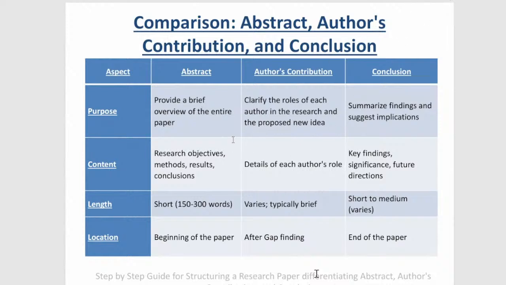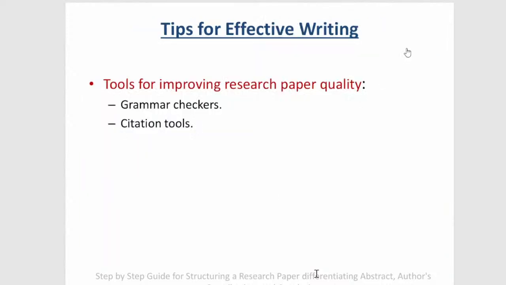Length: the abstract is precise and short, preferably 150 to 300 words. In certain cases, if 300 is large, it can be up to 250. And author's contribution varies, typically brief. Conclusion is short to medium, it also varies. The abstract comes at the beginning of the paper. Author's contribution can come after the gap finding, though this placement varies depending on the situation. And the conclusion part mostly comes at the end of the paper. So when we are writing, for effective writing, we should use certain tools for improving our research paper quality.